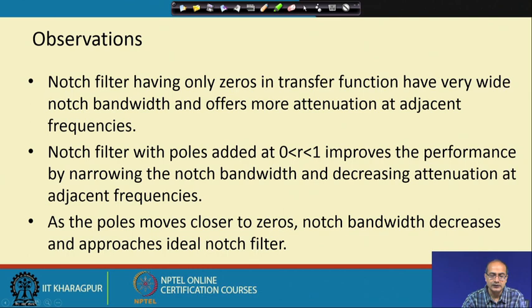The notch having only zeros in the transfer function is a very good concept, it is an FIR filter. It offers good attenuation at the notch point, but it has a broader band, and because of that it is attenuating the adjacent frequencies also. The next part is that we have added poles between 0 and 1 to increase the performance, and the notch bandwidth should be narrowed so that the attenuation at the adjacent frequencies is decreased. And we are able to do that, and as the pole is moving near the zero, the notch bandwidth is decreasing and approaching the ideal notch filter. So, that is the takeaway of this experiment.